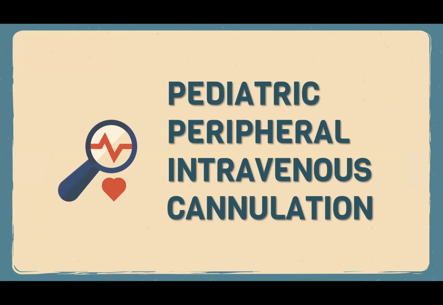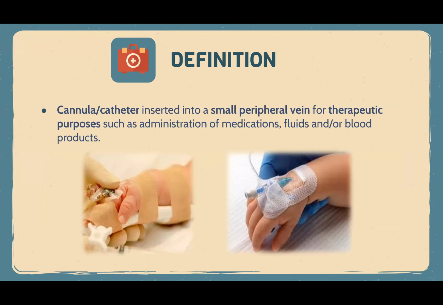The last one is peripheral intravenous cannulation. Intravenous cannulation is defined as a cannula or catheter that is inserted into a small peripheral vein for therapeutic purposes, such as administration of medication, fluids, or blood products or blood components.